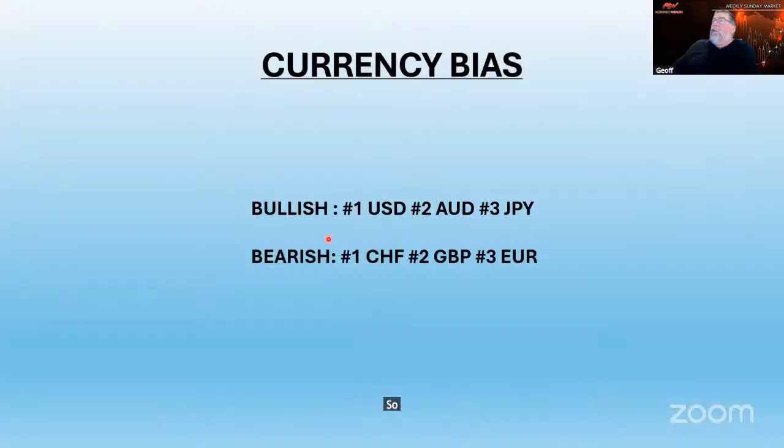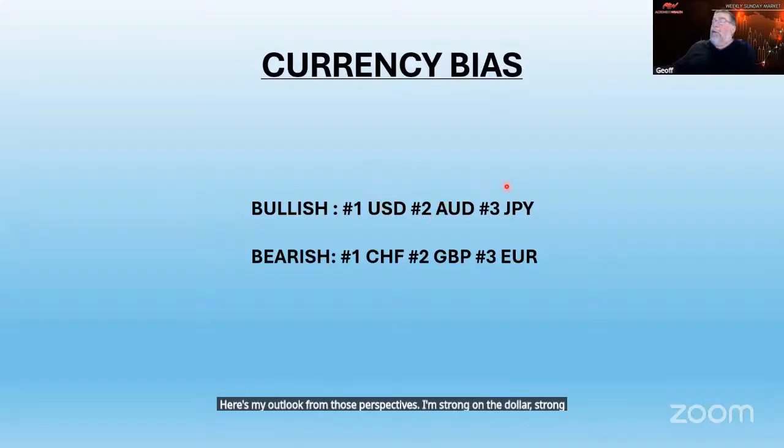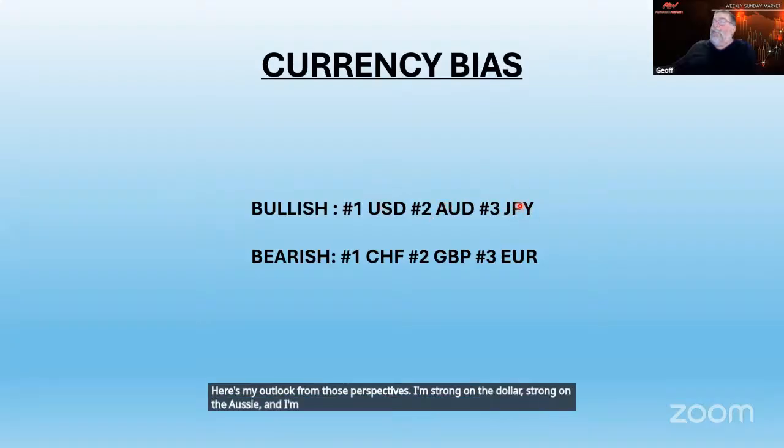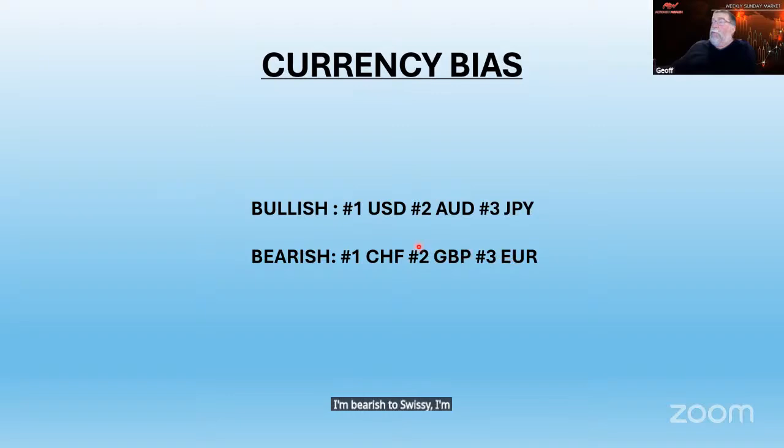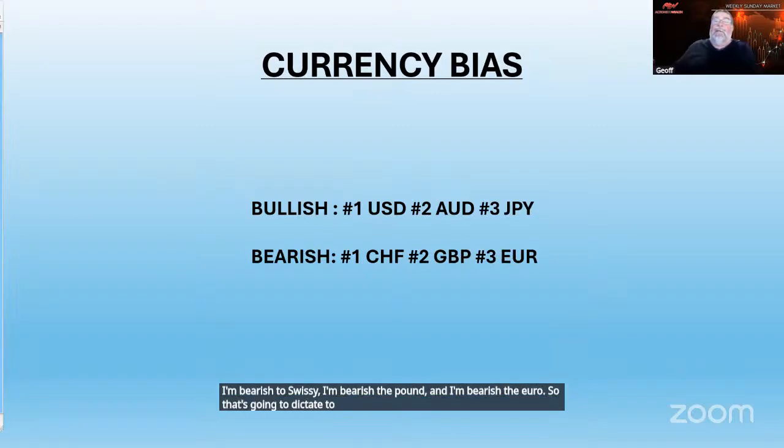So at the end of the day, here's my outlook from those perspectives: I'm strong on the dollar, strong on the Aussie, and I'm okay with the yen as well, with a big, big question mark. I'm bearish the Swissy, I'm bearish the pound, and I'm bearish the euro. So that's going to dictate to me how this all plays out.